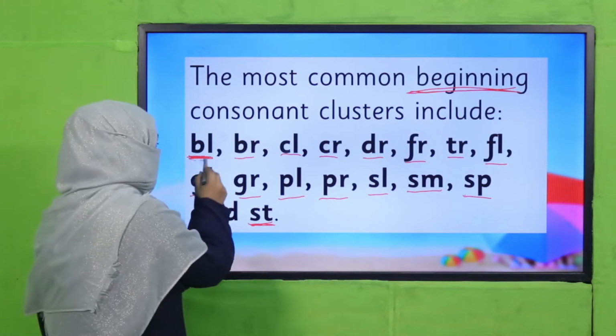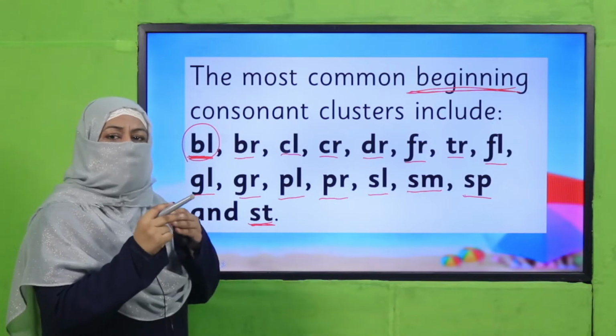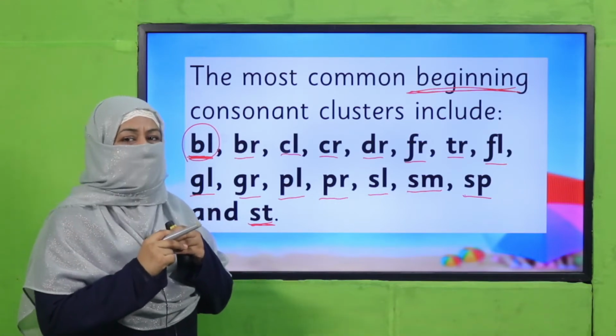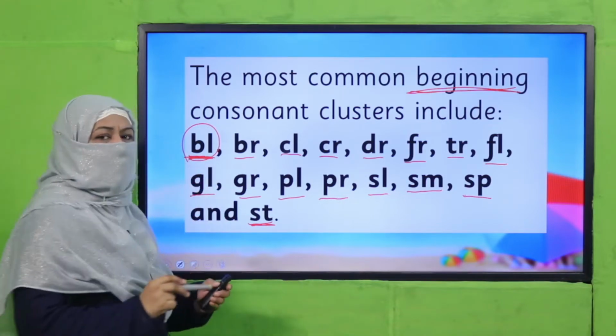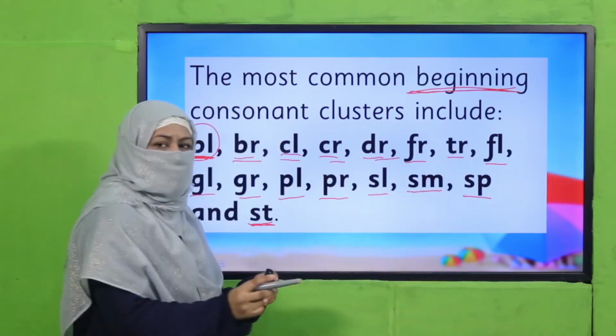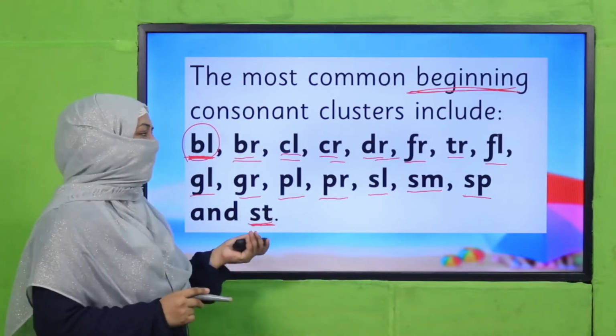So how do we pronounce it? Bl. We don't break it. We pronounce both sounds together. This is how a consonant cluster is pronounced. Remember, I have taught you, okay? So whenever you find in a word any of these consonant clusters, you will say it the way we just did. Okay, let's practice it.